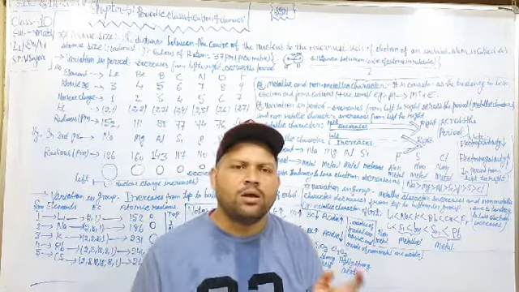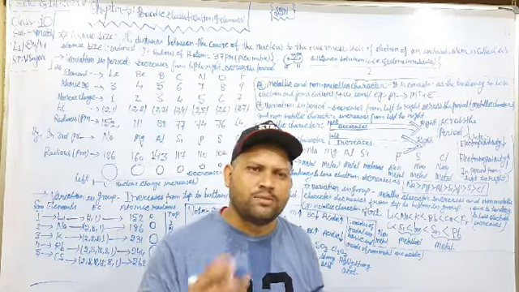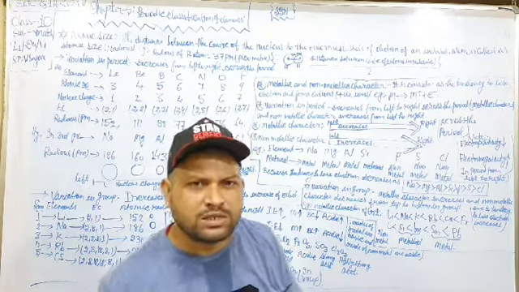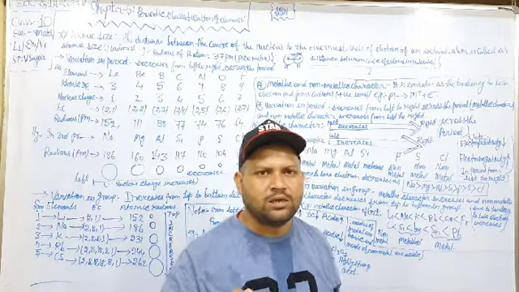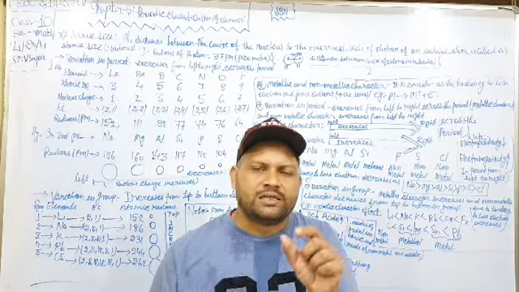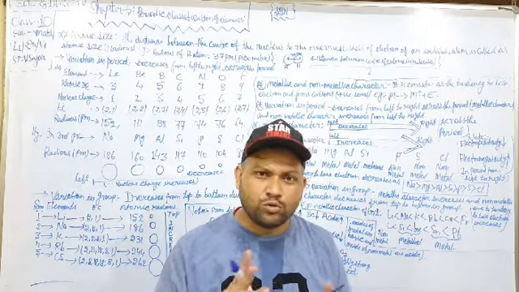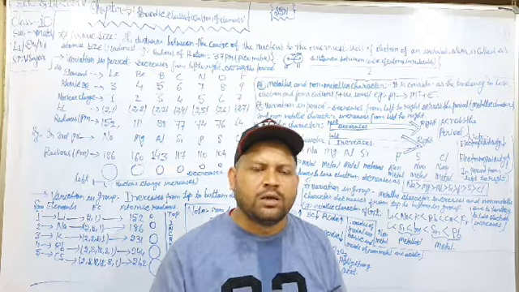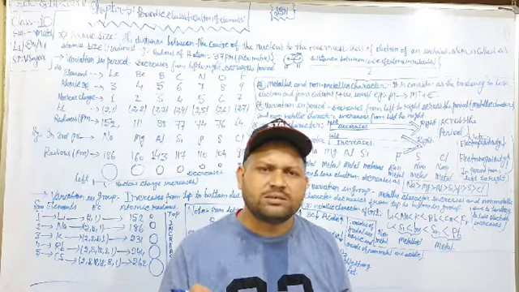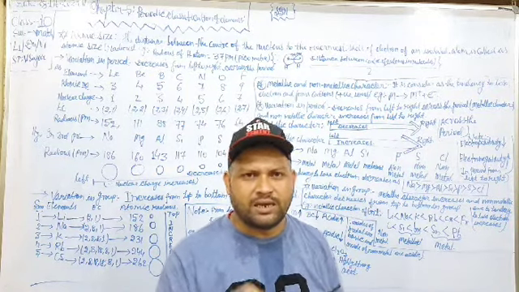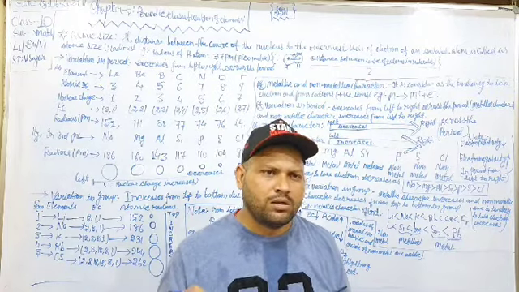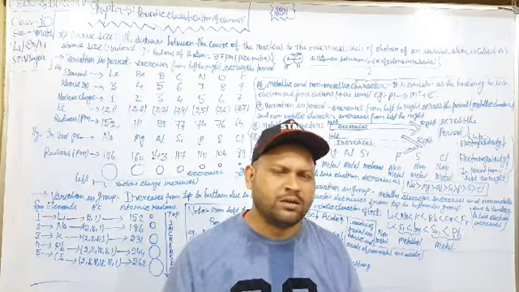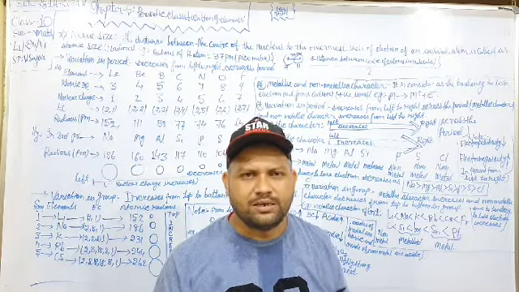In the same way, from top to bottom in a group, the atomic size increases because the number of orbits increases. For example, lithium has two orbits, first and second, K and L, and sodium has three orbits, K, L and M. Clearly, the atomic size of sodium is more than the atomic size of lithium.